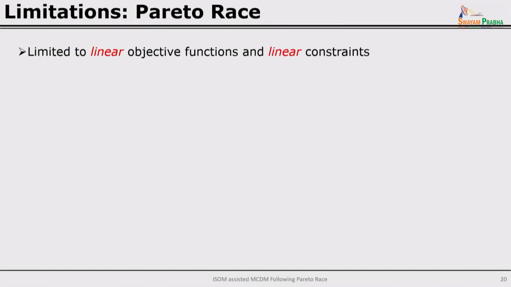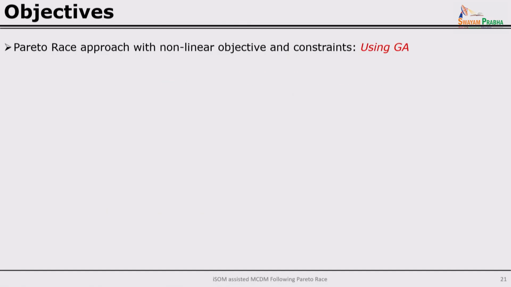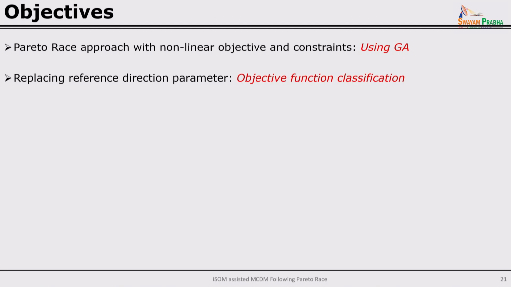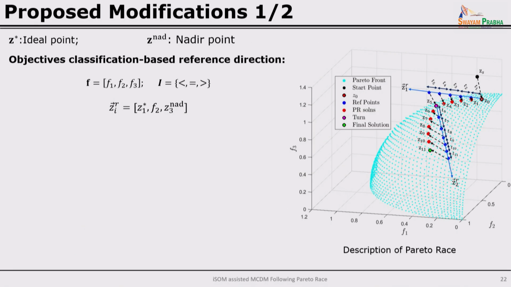Okay, so there are a few limitations of the Pareto race, but in the interest of time, I'm just going to skip it. There were some issues in the parameters. They were not very well defined. So in our work, we have redefined those parameters and made them customized so that the decision maker can provide those particular parameters in a good manner. Okay, so I'll skip this part.